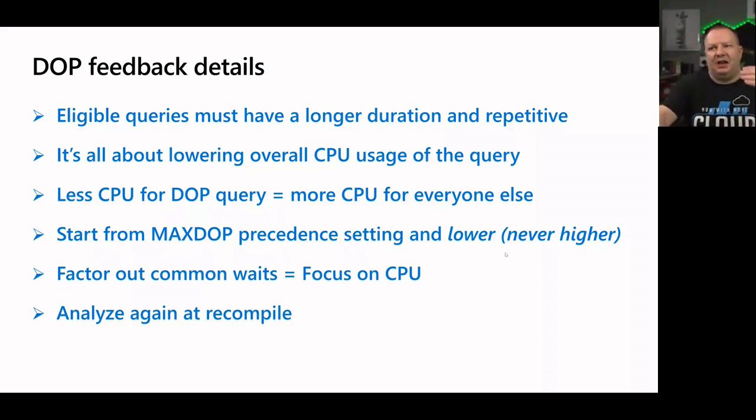We're trying to figure out that lower CPU usage case. What's the sweet spot, essentially? What's the minimum DOP there? So less CPU for that specific query means that if we've gone from 8 to 4, for example, then we could run 2 of those queries at the same time with the same amount of resources we have.